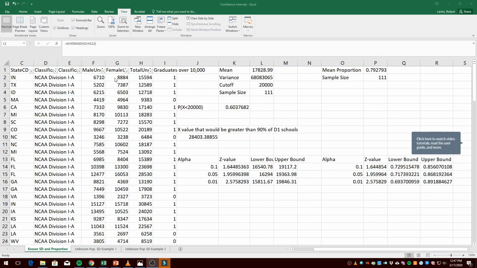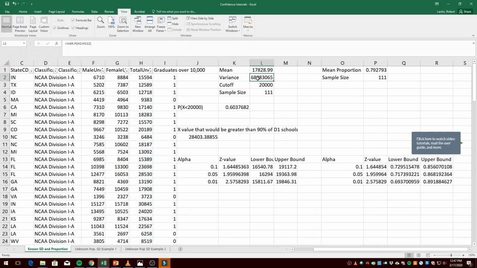It's got male undergraduate, female enrollment, total undergraduate, and then an indicator for whether or not that school had a number of undergraduates over 10,000. So 1 if they did, 0 if they didn't. So the very first thing we could do, and hopefully we're all pretty familiar with this by now, is look at that total number of undergraduates and just find the mean of it by using that average function in Excel.